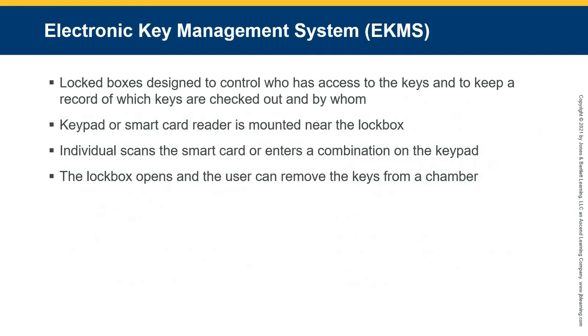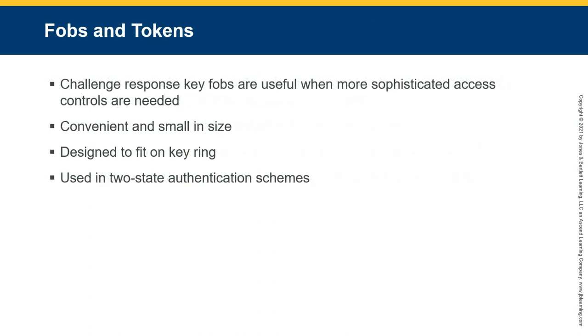Electronic key systems: lockboxes designed to control who has access to the keys and keep a record of which keys are checked out and by whom. Keypads or smart card readers are mounted near the lockbox. Individuals scan the smart card and enter a combination on the keypad. The lockbox opens and the user can remove the keys from it.